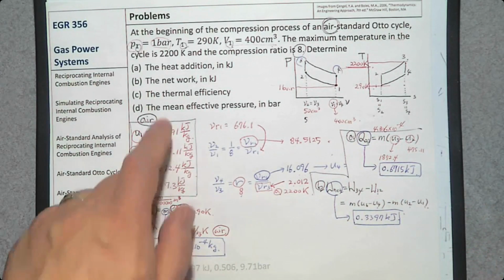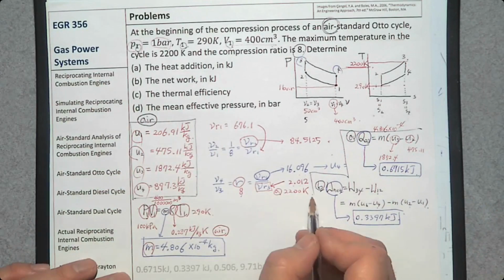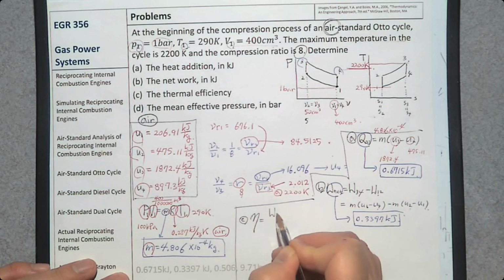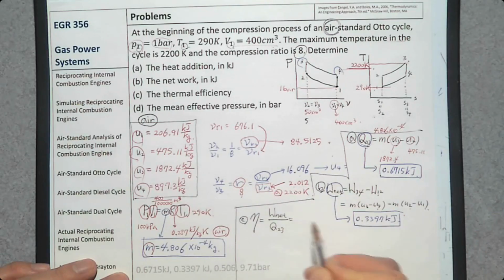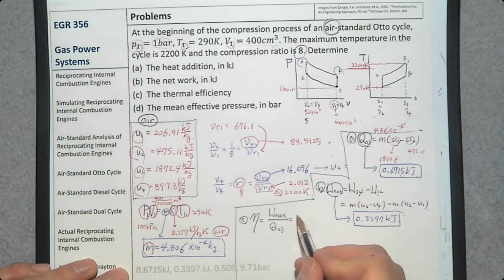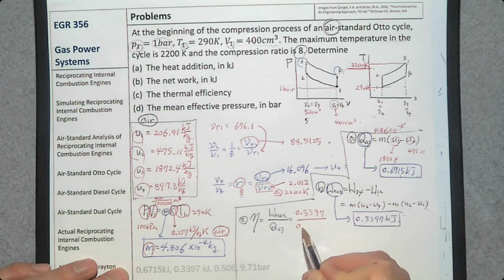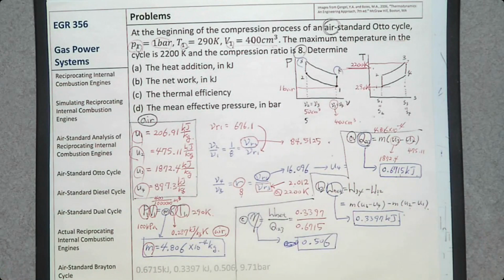Then what is the next? The thermal efficiency. How do we determine the thermal efficiency? The desired output, in this case net work, thermal efficiency is net work divided by heat transfer in, which is this one, Q23. So this is 0.3397 divided by 0.6715. So the thermal efficiency is going to be 0.506. So about 50.6%.